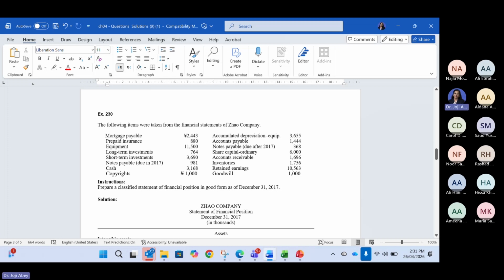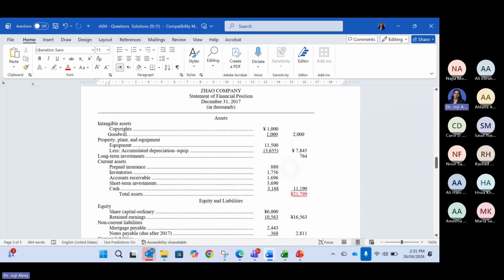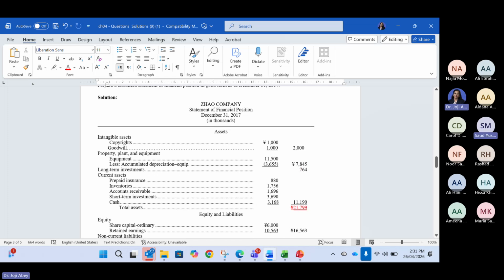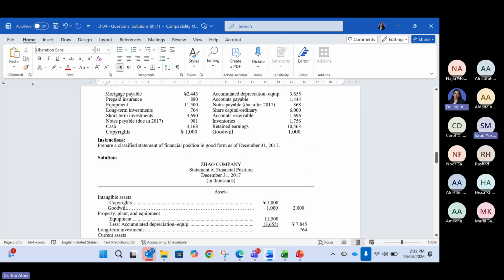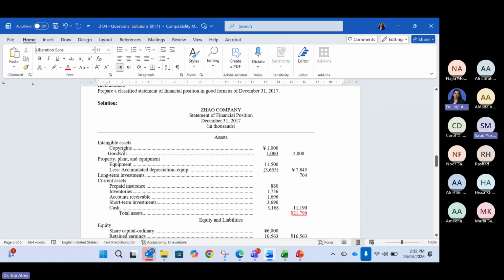Now, another question is to prepare a classified statement of financial position. A classified statement of financial position means we will have the current assets, long-term assets, equity, current liabilities, and long-term liabilities. So they are giving you the financial statement data, and from this we need to prepare.